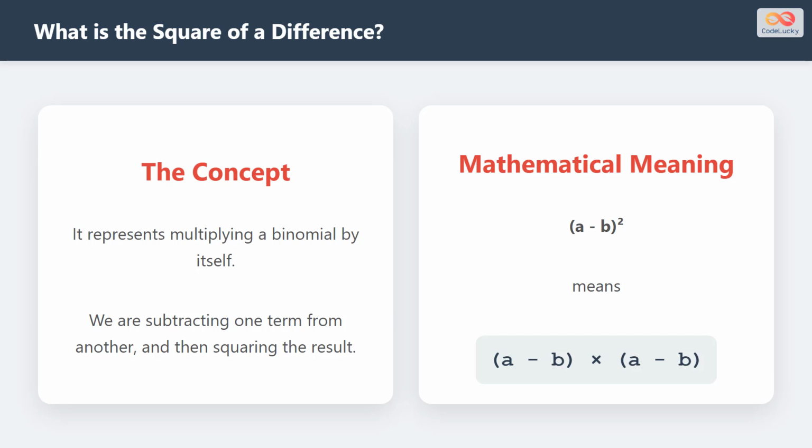So, what exactly does the square of a difference mean? Simply put, it means we are taking a binomial, which is an expression with two terms, subtracting one from the other, and then multiplying that result by itself. Mathematically, we write this as (a − b) inside parentheses, raised to the power of 2.